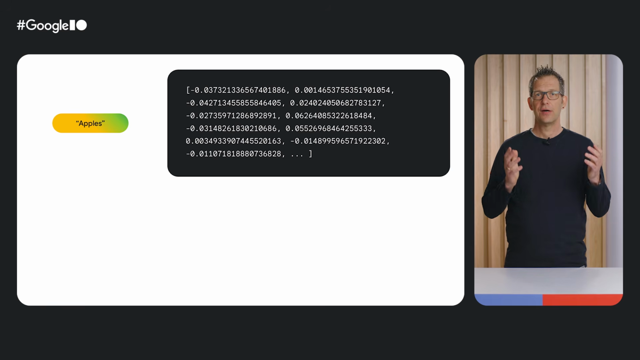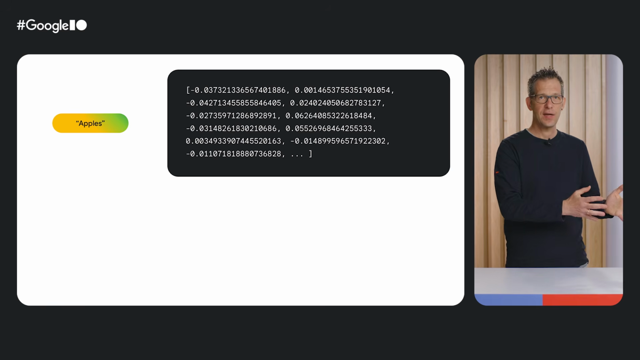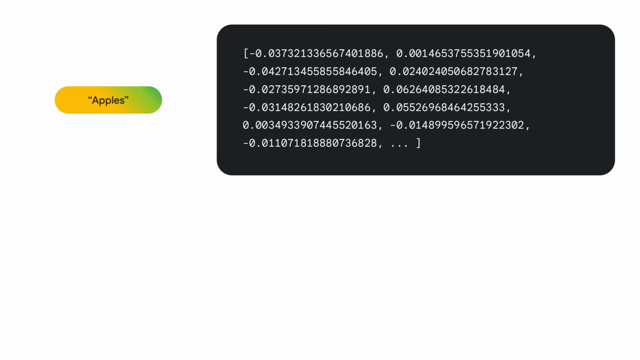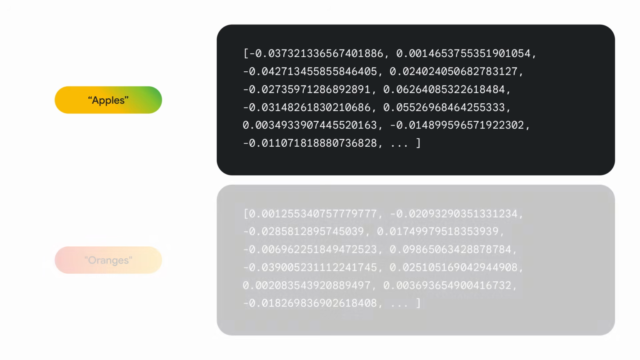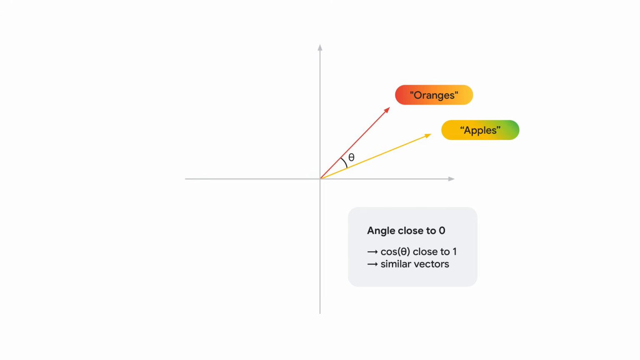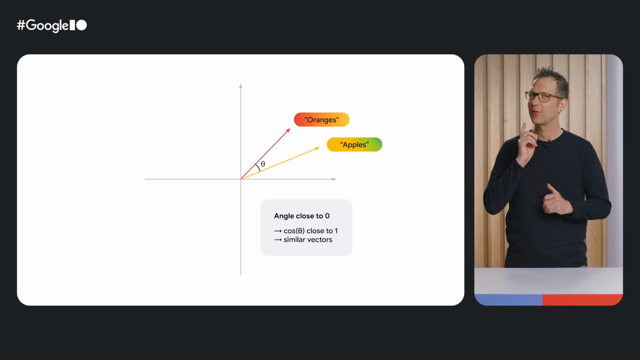Vector embeddings are essentially a way to turn text into a series of numbers that a computer can understand. Here is the number representation for apples. And here is the number representation for oranges. Since these are vectors, we can use mathematical functions like cosine to measure how similar they are. This allows our system to understand that apples and oranges are both fruits, even though they're different. So it turns out you can compare apples and oranges.